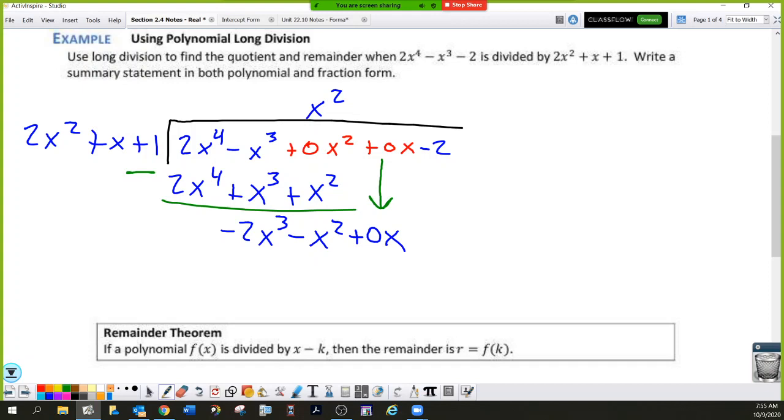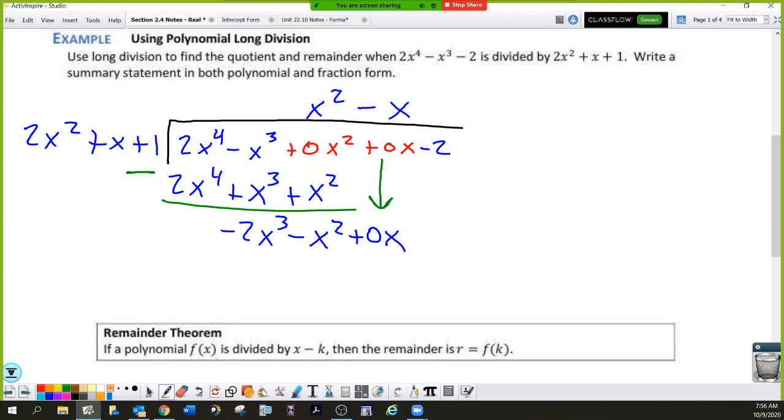Again, you're only paying attention to the front terms. Your job is to make them match. I need this 2x squared to match this negative 2x to the third now. I have to multiply that 2x squared by something to get negative 2x to the third. What would I have to multiply 2x squared by to get negative 2x to the third? Negative x. See, my like terms are still lining up.